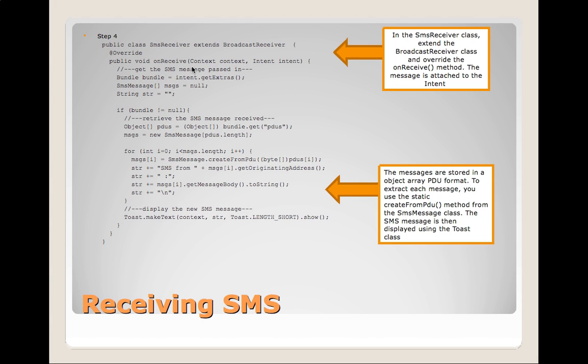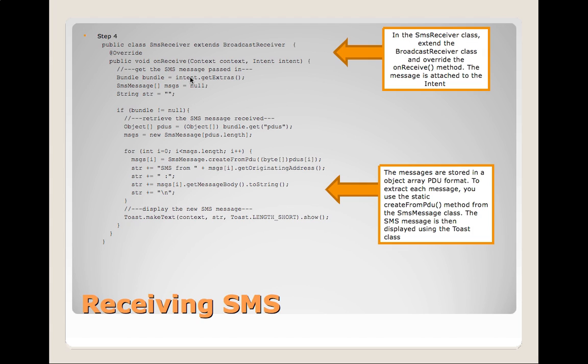And then the message is attached to the intent here. So onReceive is part of broadcast receiver. We're overriding that method to say, get the message passed in and put it in a bundle. A bundle is nothing more than a package, a grouping, an object that stores other objects. In this particular case, intent.getExtras is going to get the message, the sender of the message, the time it arrived, all of the information about the particular object that we're holding on to.